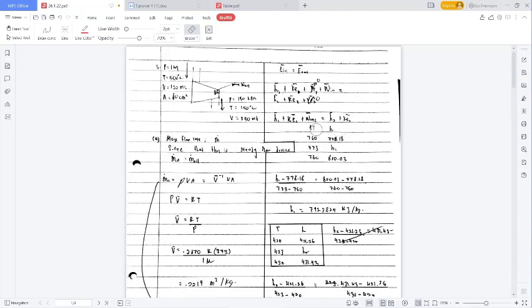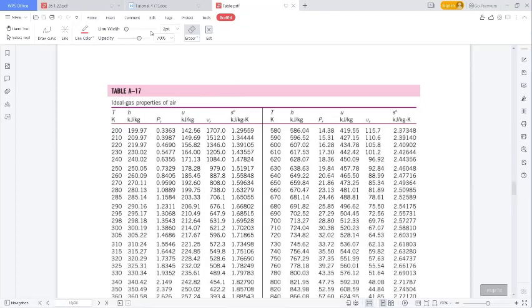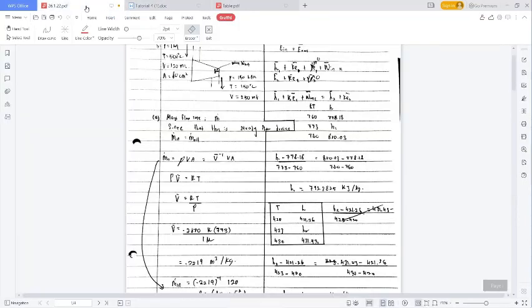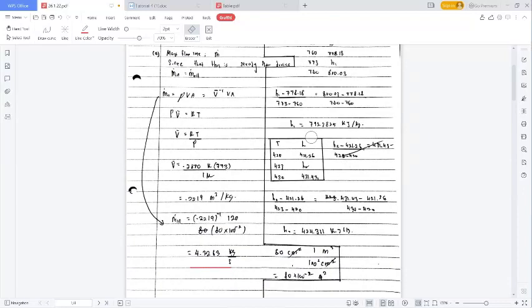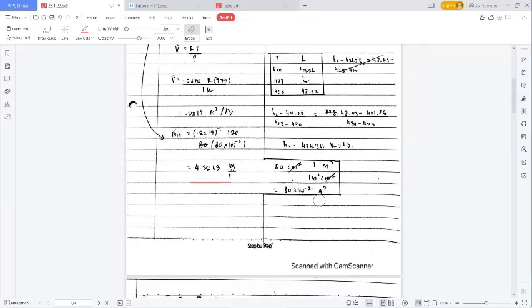So we want to find the work out. We need to find H2 and H1. H1 we can find by referring to the A17 table of thermodynamics. You'll have the temperature in Kelvin and enthalpy in kilojoules per kg. From the temperature, you can get the enthalpy. For enthalpy 1, you need to make an interpolation, thus you will get something like 792.3825 kilojoules per kg. Doing the same thing for enthalpy 2, you will get 424.311 kilojoules per kg.